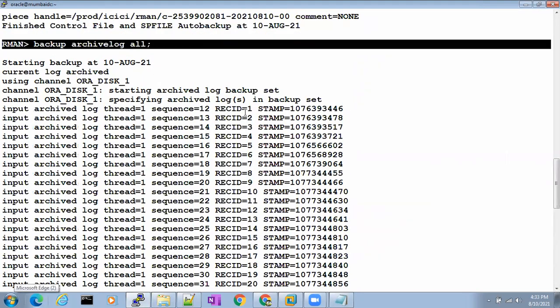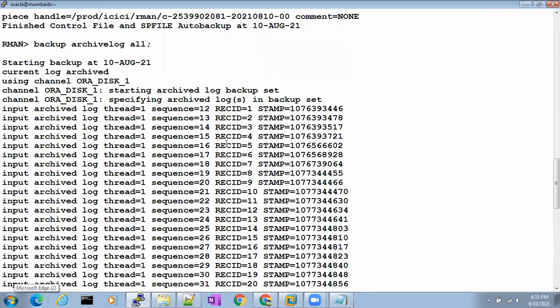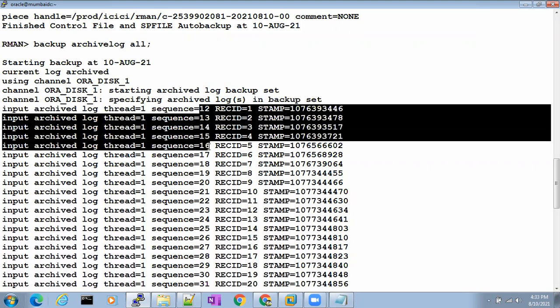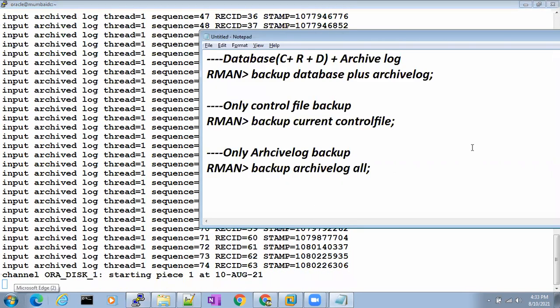How many archive logs? Starting from 1 till 63. And the log sequence is 74, starting from 12. Why is it showing 12? Because we have enabled the archive log when the sequence was 12. I'm talking about the redo log sequence. That's why it has started taking from sequence 12, and the archive logs are getting backed up now. Done. This is the command.